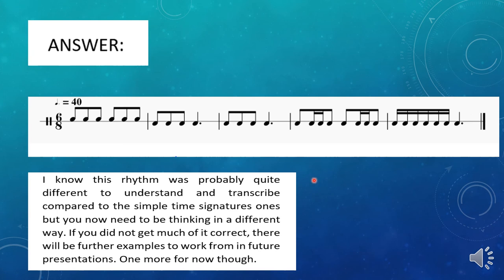Right, if you're new to 6/8 or compound time signatures, I can understand and appreciate this would have been quite tricky to begin with, right? You now need to be thinking in a different way. If you didn't get much of this sample correct, there will be further examples to work from in future presentations. One more for now, though, and after which we will conclude this particular presentation.